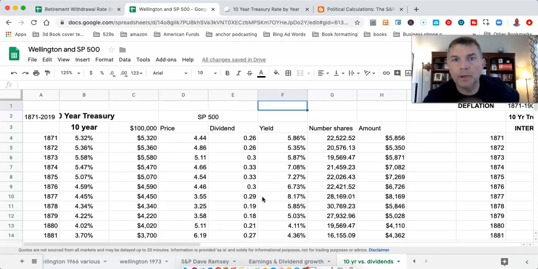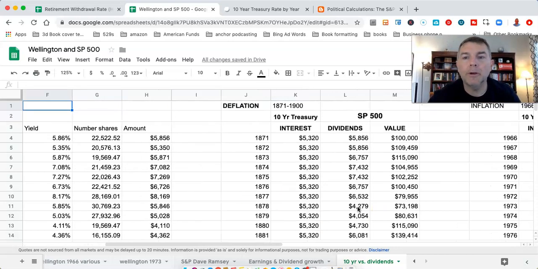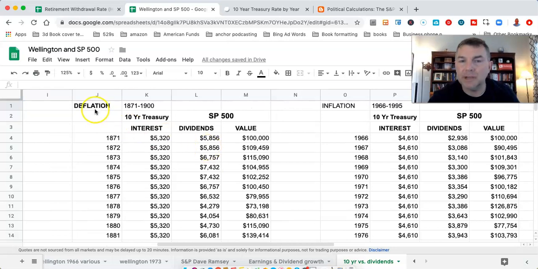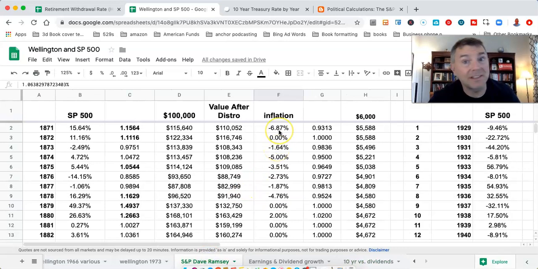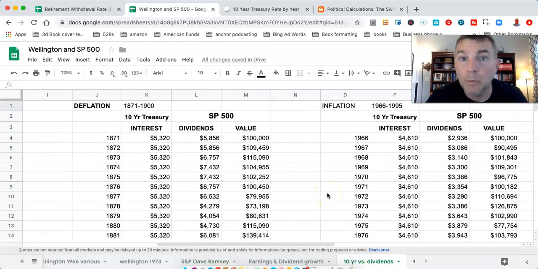In another video, I'll put it in easy-to-see charts, but I'm just fired up on this. What we're going to do is look at a deflationary time, 1871 to 1900, and I'll show you what I'm talking about. If we look at the deflation, we had 6.87, negative 5, negative 3.1, negative 2.73, negative 4.76. What that simply means, my friends, is that in the first 30 years of our scenario, we only had positive inflation 2 years out of the first 30. It's nuts. So we're going to do deflation.